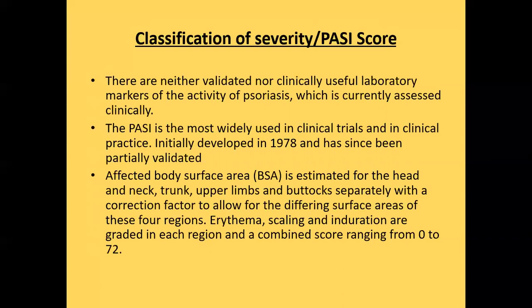In PASI score, 4 different areas are examined. The first is head and neck, second is the trunk, third is upper limb, and fourth is buttock and lower limb. And there is a correction factor which is used, which is different for the different areas for the surface area involved in these areas. Then there are 3 things which are to be graded: that is erythema, scaling, and induration in these 4 areas, with a total score ranging from 0 to 72.